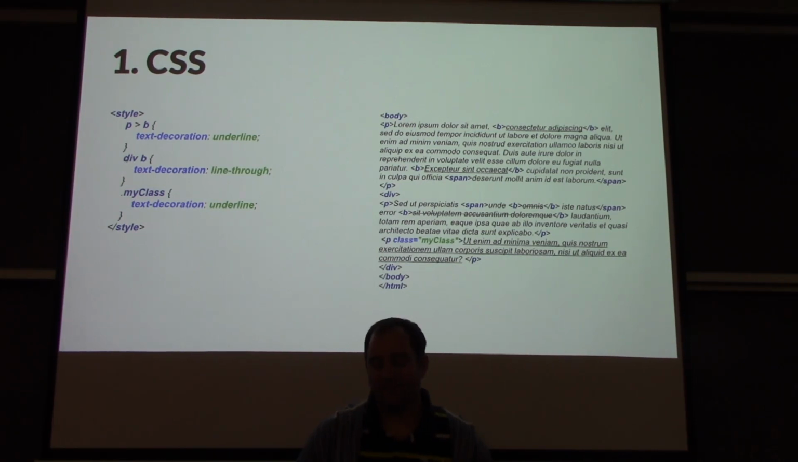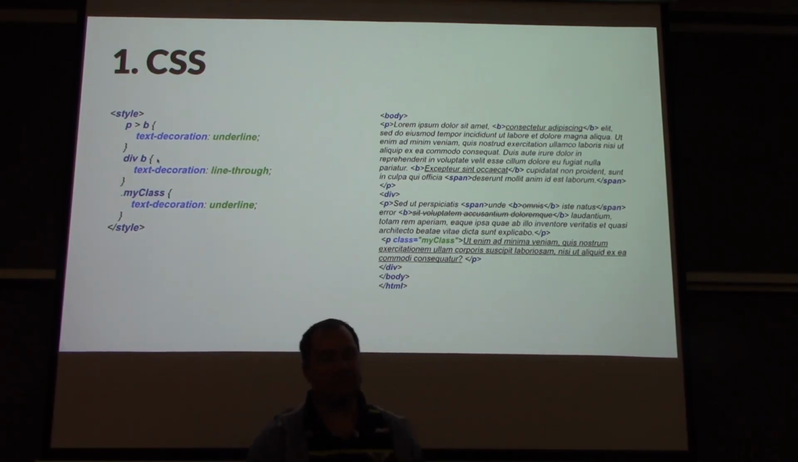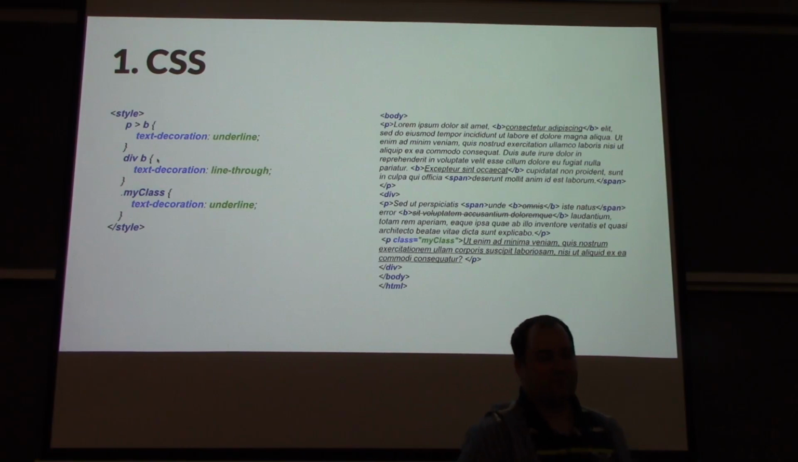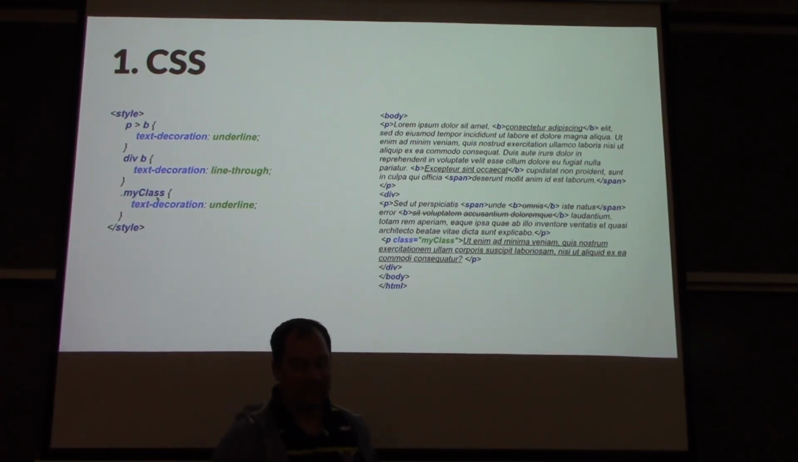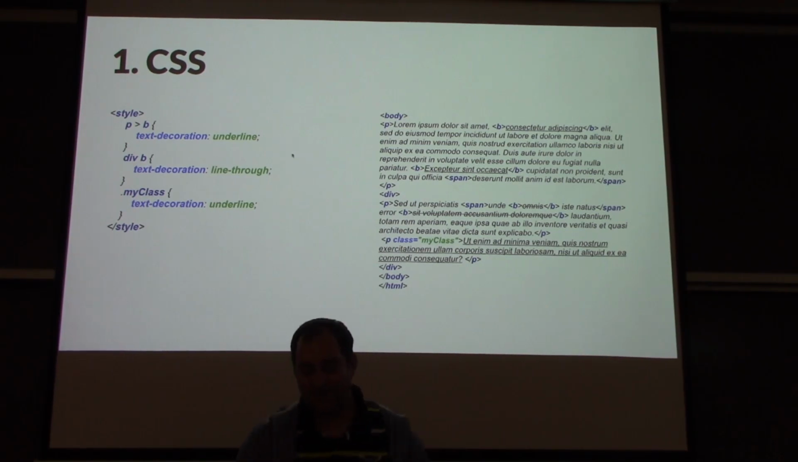What does div space b do? All the b's that are within the div at any nesting level. And then the class is kind of obvious. And so if you go through that code, you can see which parts here are underlined and stroked out or line through. I think that was not a particularly hard question.